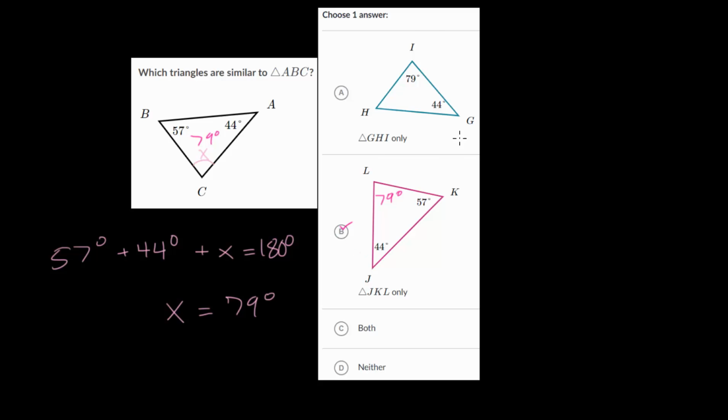So choice B works, but in choice A, notice it has a 79 and a 44 degree angle. So it has two of these, but if we were to find this third one, we could again set up an equation just like this, and we could figure out that this has to be a 57 degree angle, which means that this triangle, triangle GHI, is also similar to triangle ABC. And since both choices A and B work, that means that choice C is the correct answer.